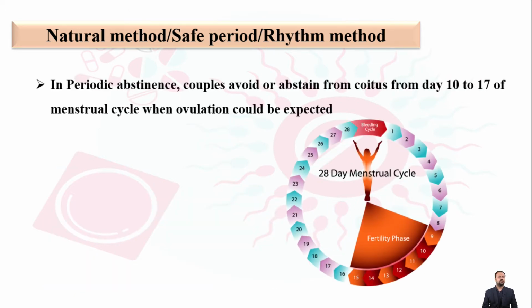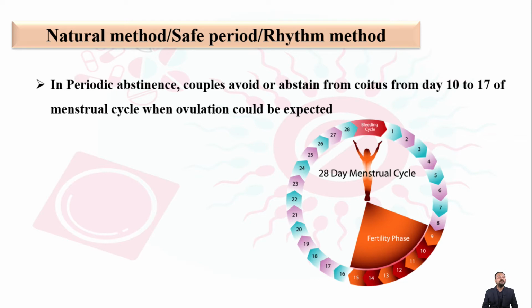Moving on, students. Now periodic abstinence, students, is another word for the rhythm method. In this method, couples avoid or they abstain from coitus from day 10 to 17 of the menstrual cycle when ovulation is most expected. Students, these days, that is day 10 to 17 in the female menstrual cycle, are considered to be the most fertile. Basically, these are the days where ovulation is very probable to occur.